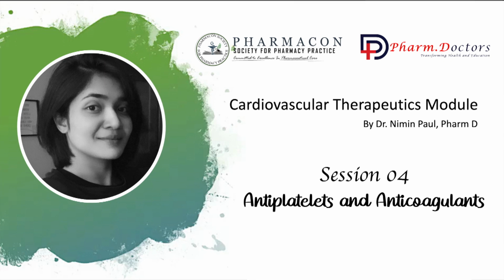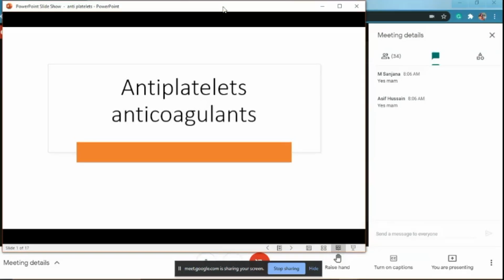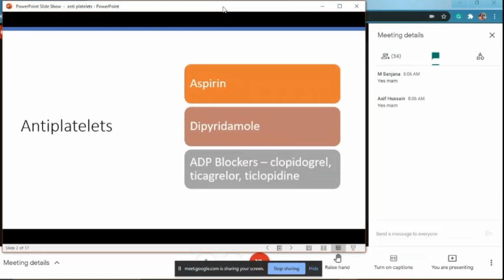Okay. So let's talk about the antiplatelets. Today I'll be discussing the antiplatelets, like aspirin. We all know what antiplatelets are available: aspirin, adenosine diphosphate blockers, which are clopidogrel, ticagrelor, and ticlopidine. And also we'll be talking about unfractionated heparin and low molecular weight heparin. Okay, so that's all for the session today. Let's jump right into it.